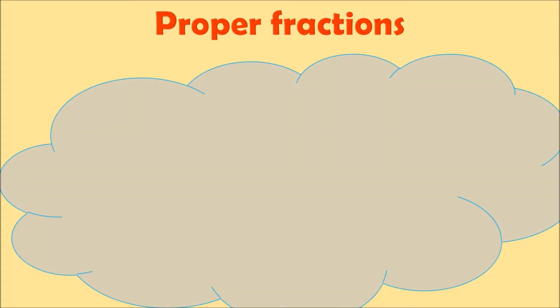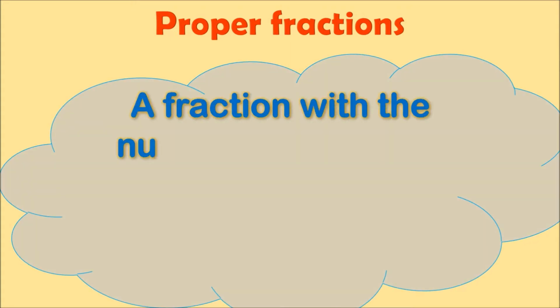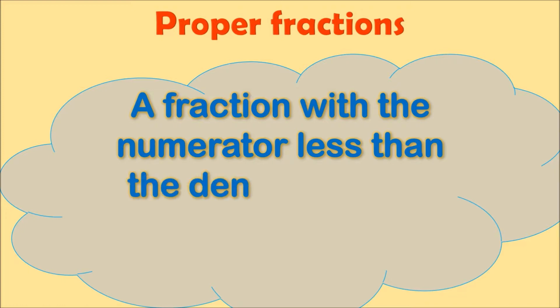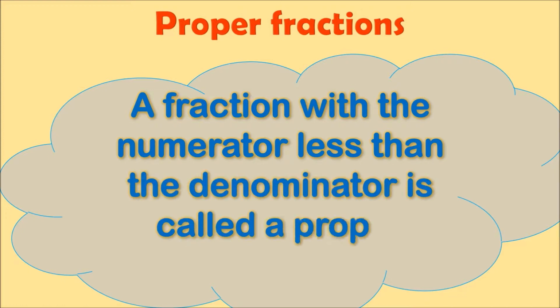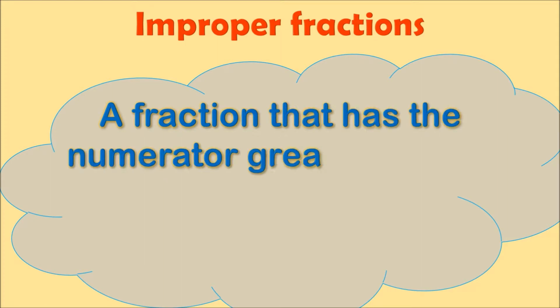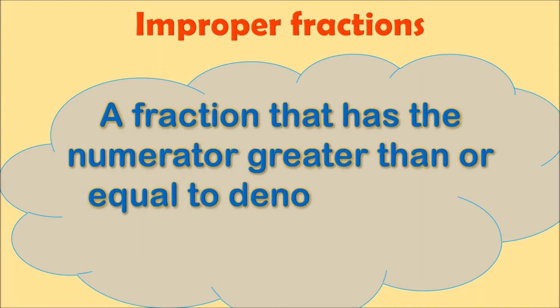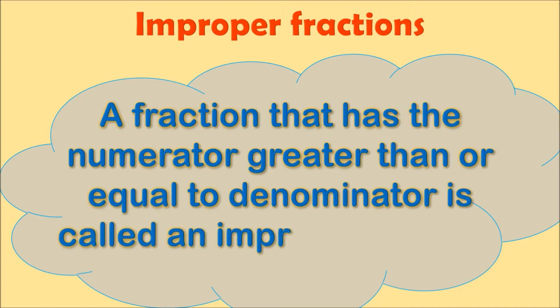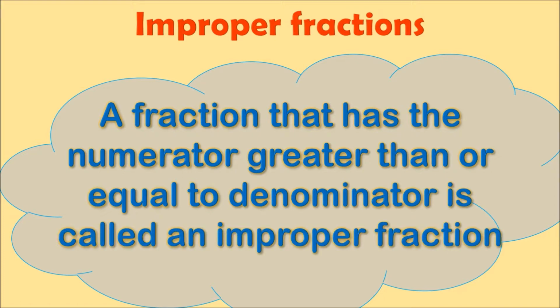So let's begin. A proper fraction is a fraction with the numerator less than the denominator. An improper fraction is a fraction that has the numerator greater than or equal to the denominator.